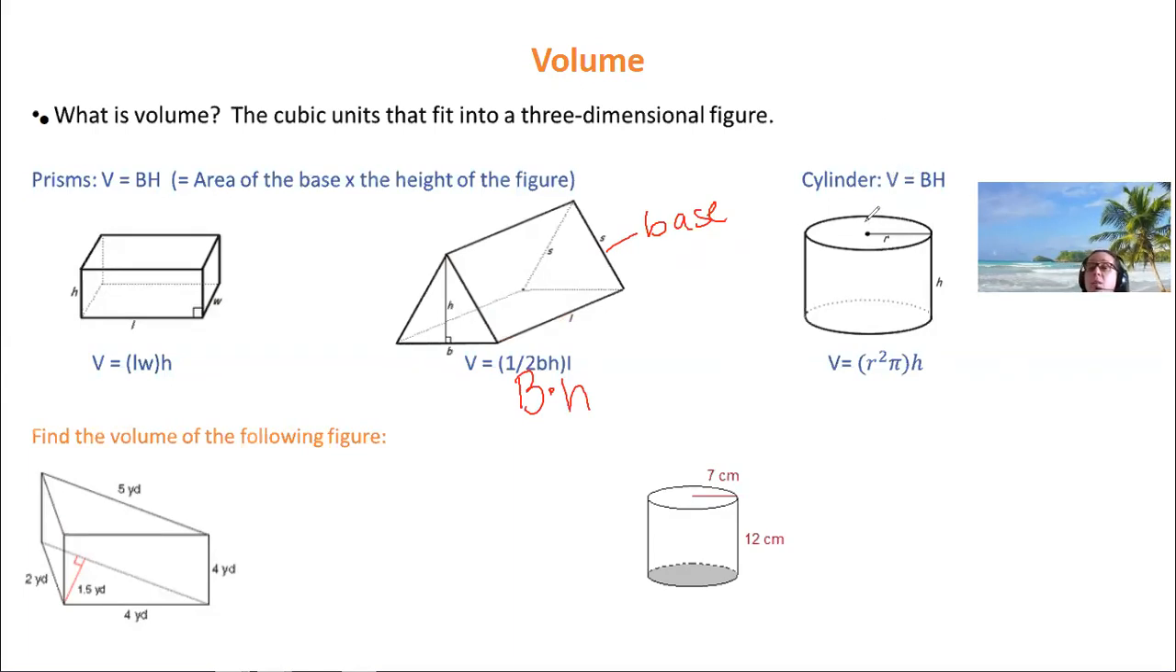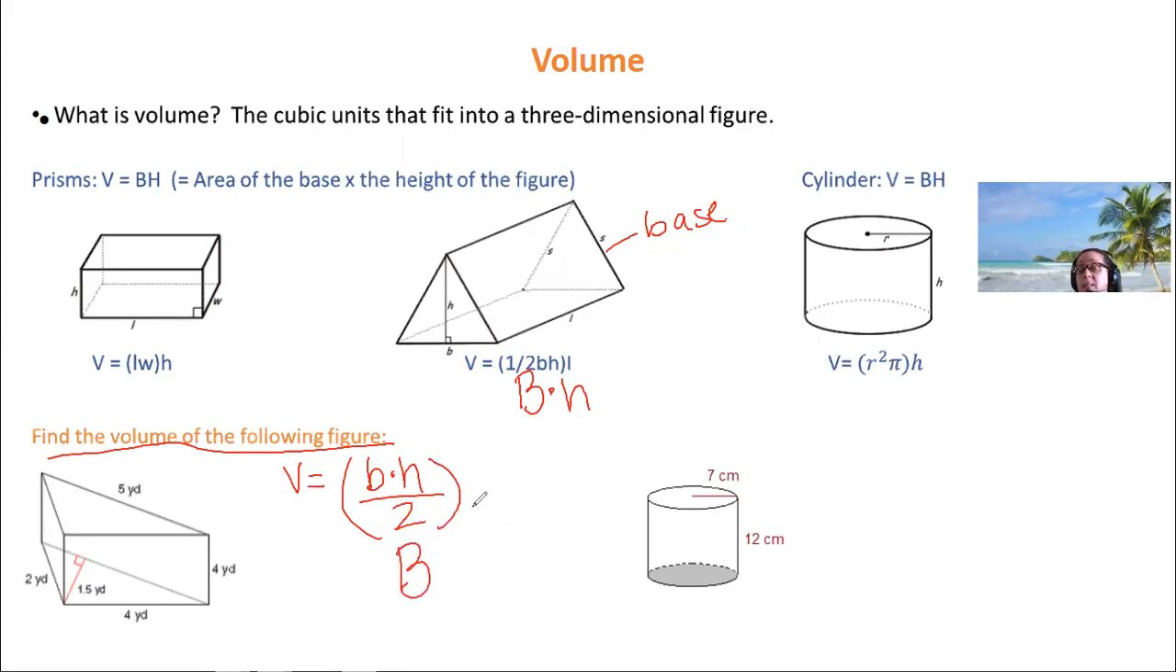And then for a cylinder, it's the same thing. For a cylinder, what shape is that base? It's a circle. Yeah, so that formula is the circle area, pi r squared, times the height of my cylinder. Okay, so let's do this. We want to find the volume of the figures. Okay, so the volume of this figure is going to be, we're going to first do base times height divided by 2. That's how you find the area. That's the area of my base. And then we're going to multiply by the height of the figure.